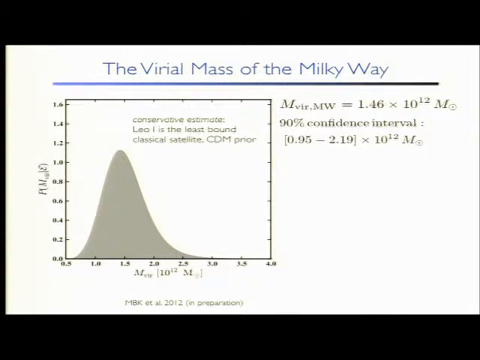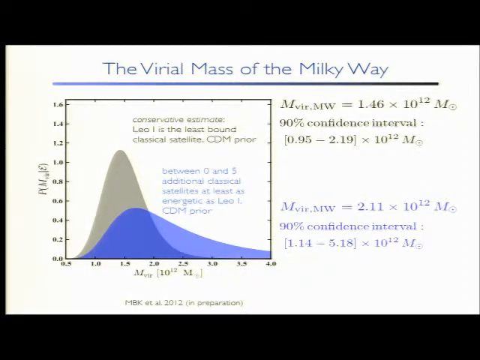Now, I'd argue this is quite a conservative estimate because we actually don't know that Leo 1 is the least bound classical satellite. There's only proper motions for a few of them, and as I mentioned before, the ones for which we have proper motions, all of them have larger tangential velocities than the radial velocities. So we could also ask, for the ones that we don't have proper motions, let's just marginalize over all of those and ask what happens if we say there's between 0 and 5 additional classical satellites at least as energetic as Leo 1. Then we get a median posterior value of something like 2 times 10 to the 12 for the mass of the Milky Way. And the 90% confidence interval gets a much higher upper bound, something like 5 times 10 to the 12. But the lower bound, again, remains something like 1 times 10 to the 12.